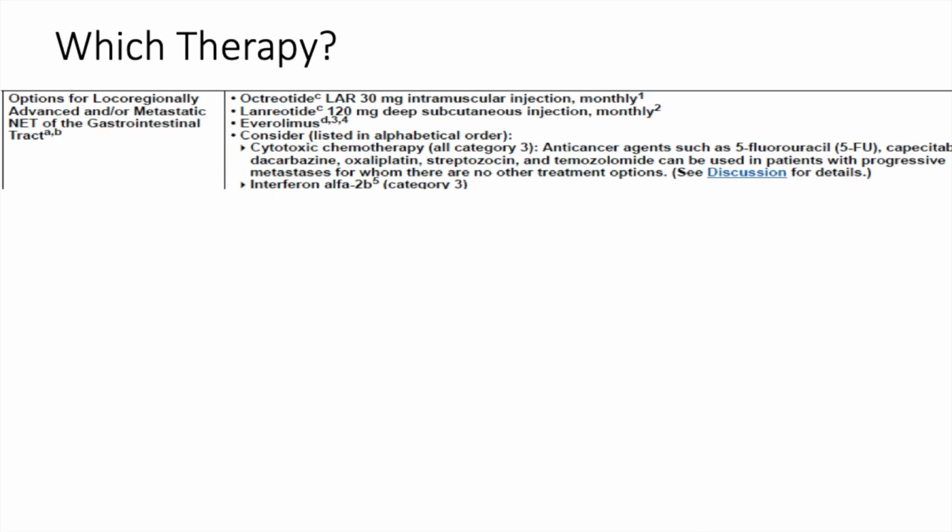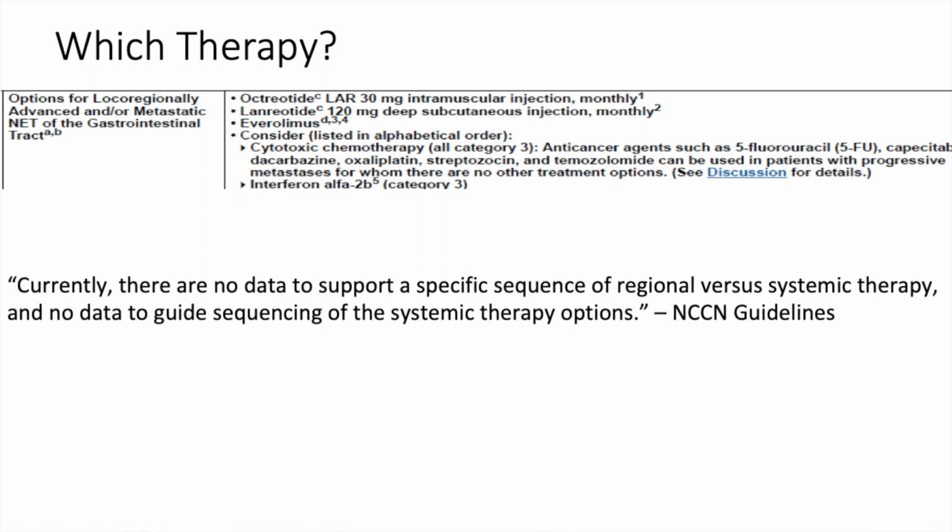So as far as which medical therapy to choose, there's a bunch. Nobody really knows. Bottom line is NCCN guidelines read, currently there are no data to support a specific sequence of regional versus systemic therapy and no data to guide sequencing of the systemic therapy options. So it doesn't really matter. Nobody really knows is the bottom line, but most people start with octreotide as it's the cheapest and seems to be pretty effective. All right, so I'm going to try to sum all this up on one slide here.